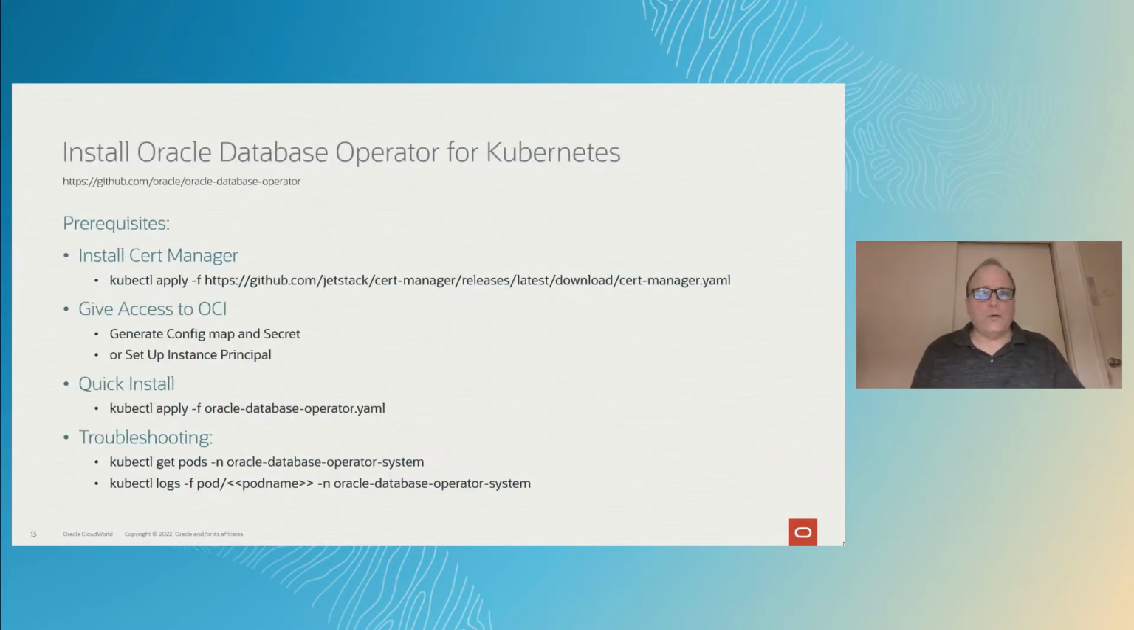In order to install the Oracle Database Operator, you just go to that GitHub page. It's very easy. They have great documentation there. First you need to install the certification manager, the cert-manager, and that's easy. You just use kubectl apply with the cert-manager YAML file. Then you need to generate a config map and a secret, or set up instance principal, as it's called, to give the operator access to the Oracle Cloud. And then the install is very easy: kubectl apply with the Oracle Database Operator YAML.